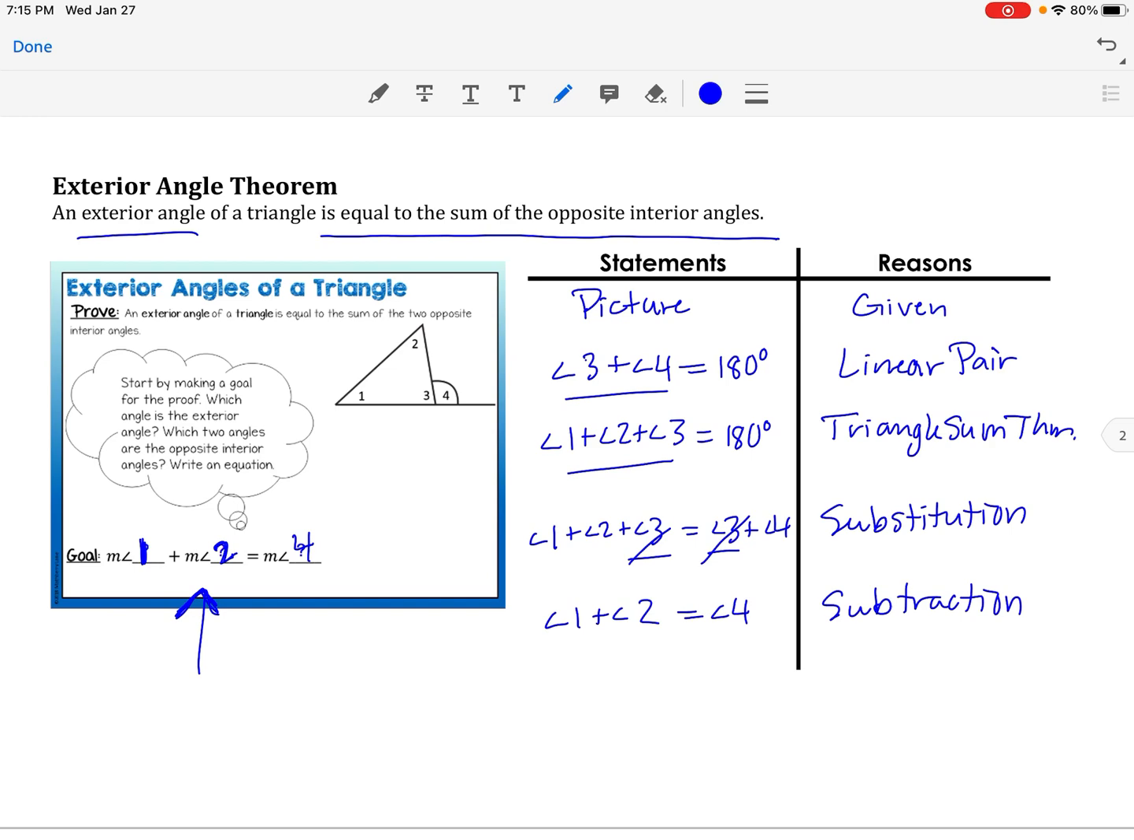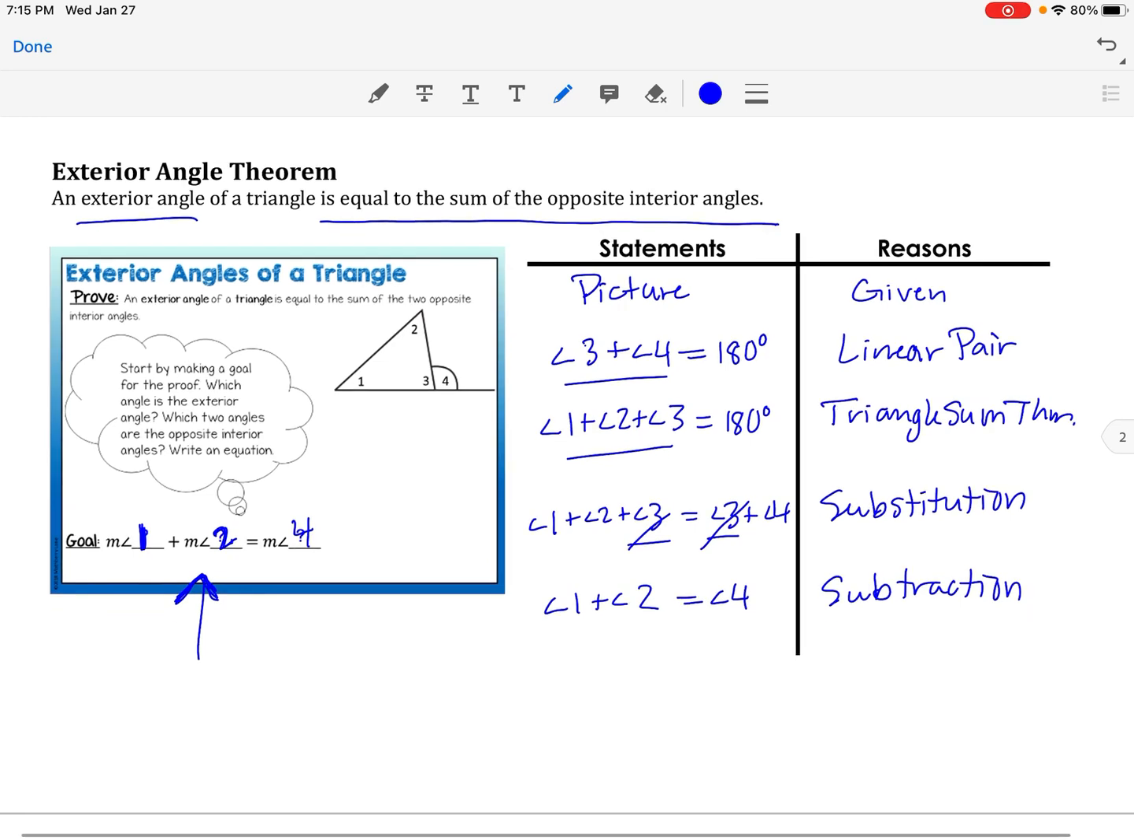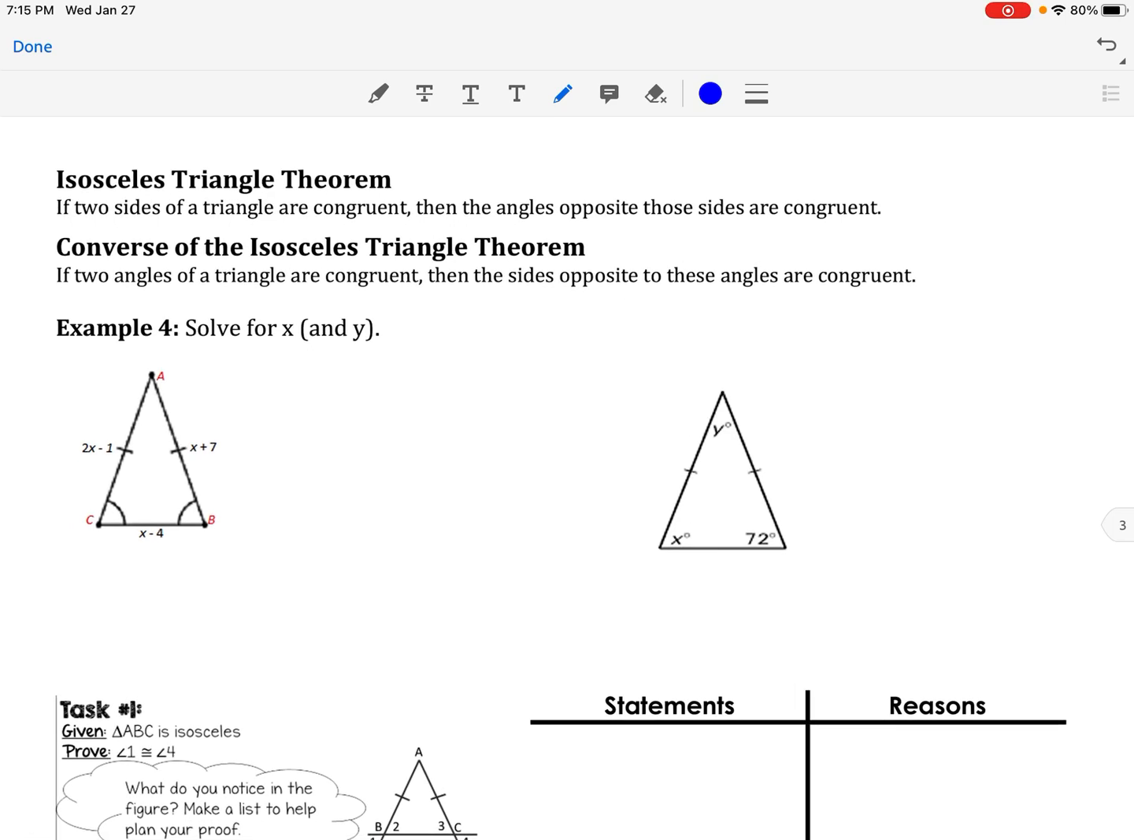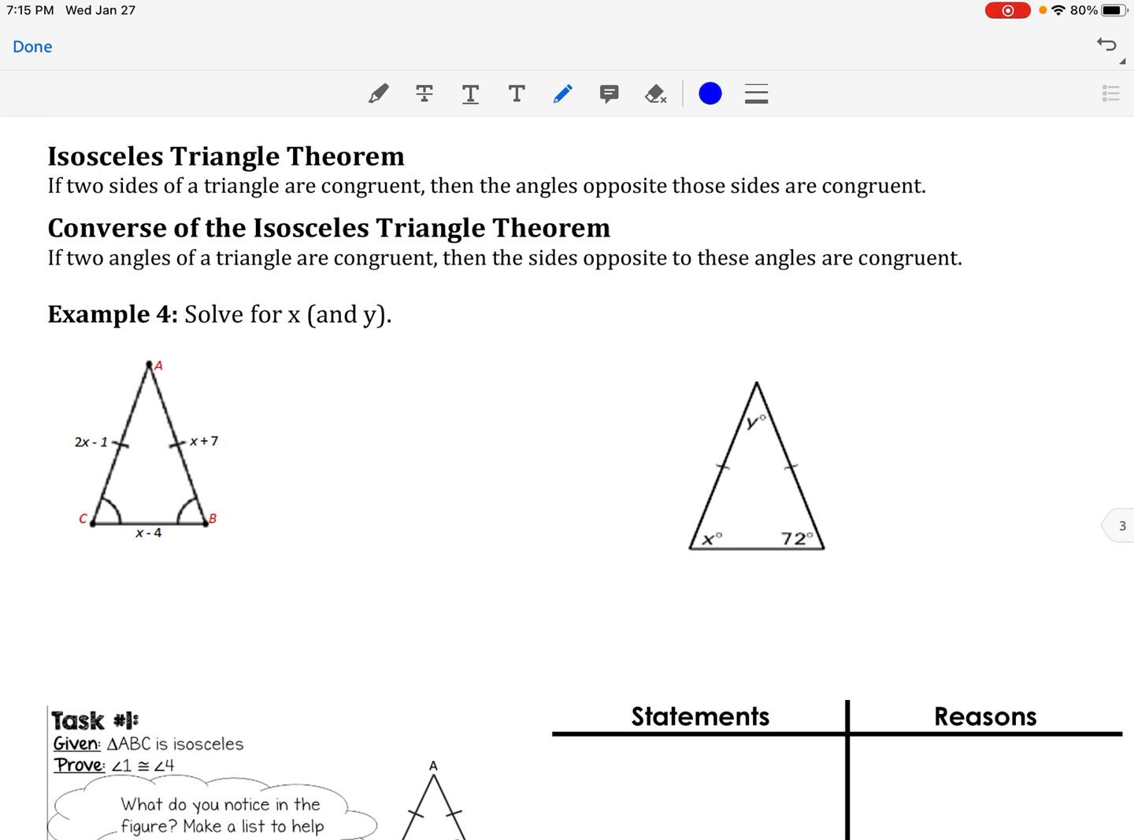And that's the proof of the exterior angle theorem. Okay, let's talk a little bit more about isosceles triangles. So we have a theorem for these as well, which is exactly the same statements as what we talked about before. If two sides of a triangle are congruent, then the angles opposite those sides are congruent.